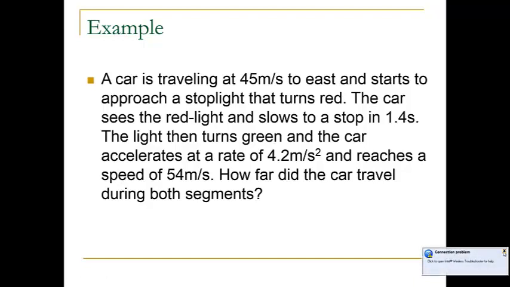So V naught, if you want to label it to keep the times different, you can label it as segment 1. So you could do V naught 1 is 45. You can make it in two different tables, whatever you want. Okay, it says that it starts to approach a stoplight that turns red. The car sees the red light and slows to a stop. So that means you're stopped. So your final velocity for segment 1 is 0. And then it says your time is 1.4 seconds. Okay, so that's what you know for the first segment. You know V naught, VF, and your time.